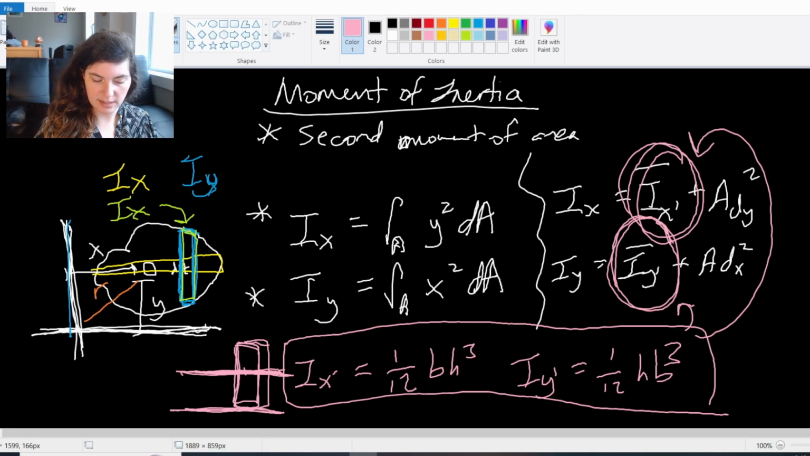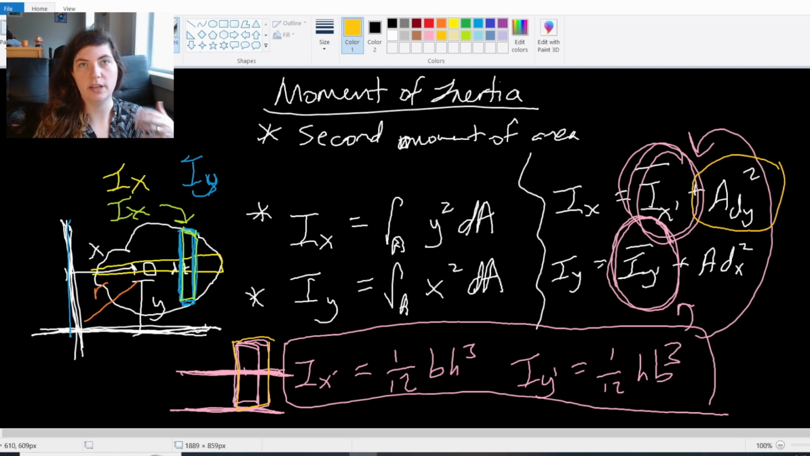And then this next term, A d sub y squared, is a little bit more complicated. A is area, we know that, so that's easy enough. That's the area of our differential slice, right? Just our length times our width. But this d sub y term can get a little confusing. The d sub y and d sub x terms are all just the distance to the centroid from your axis of interest.